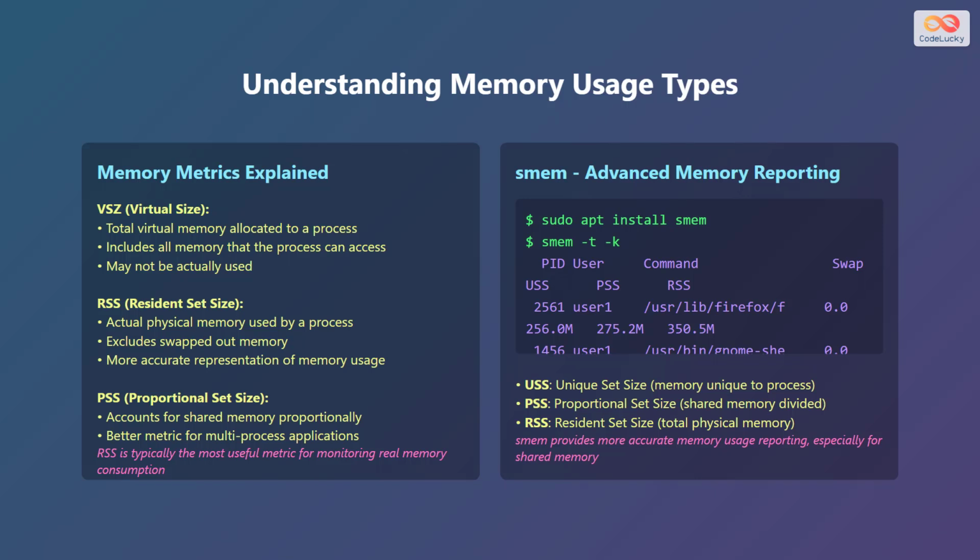Finally, let's look at SMEM, which is an advanced memory reporting tool. After installing SMEM with sudo apt install smem, you can run smem -t -k to view memory usage. This command displays unique set size, which is the memory unique to a process, proportional set size, which is the shared memory divided proportionally among processes, and resident set size, which is the total physical memory used by each process. The SMEM tool provides more accurate memory usage reporting, especially for processes that use shared memory.